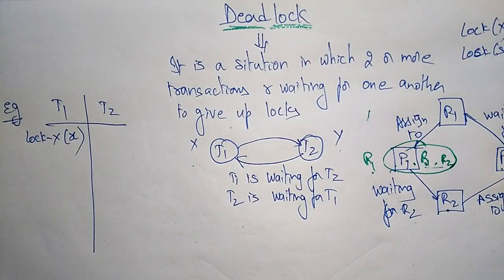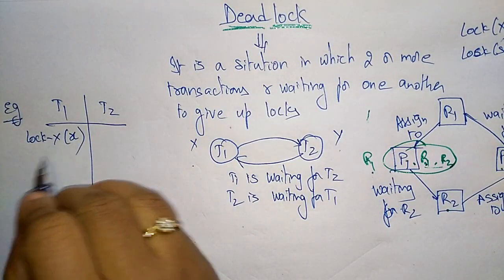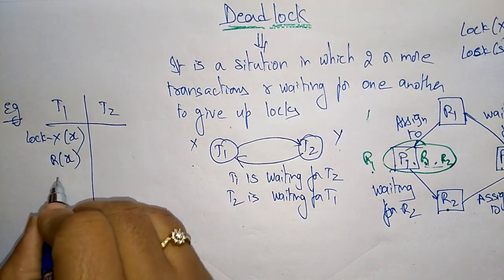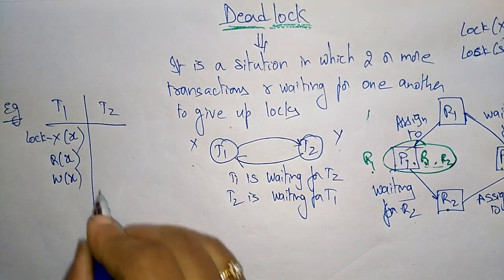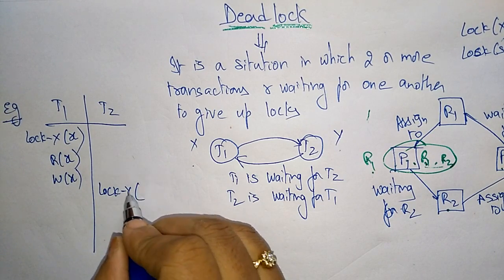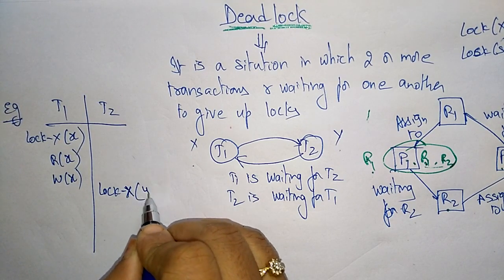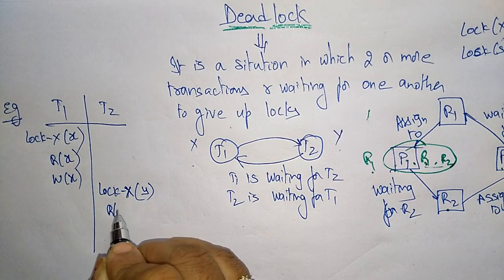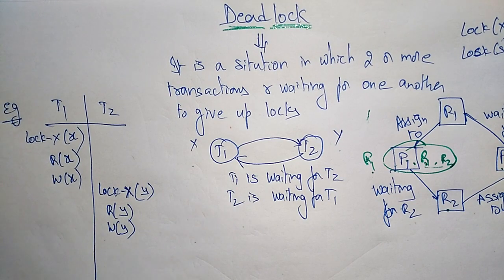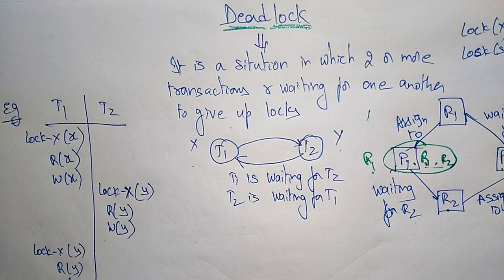Let us take T1 as lock X, an exclusive lock on the X data item. After that it does read and write on the data item. Now T2 does lock Y, an exclusive lock on data item Y. After that locking, it reads the data item Y and writes the data item Y. Now T1 wants to take an exclusive lock on Y again, but it's not possible because it's already locked by T2.